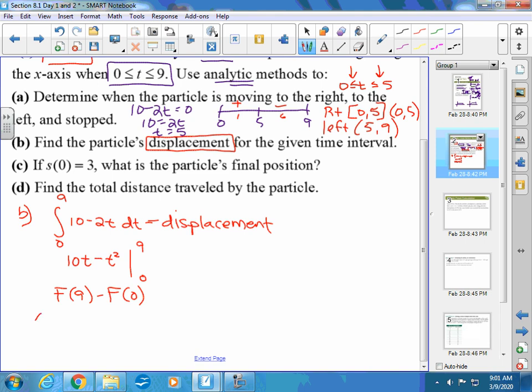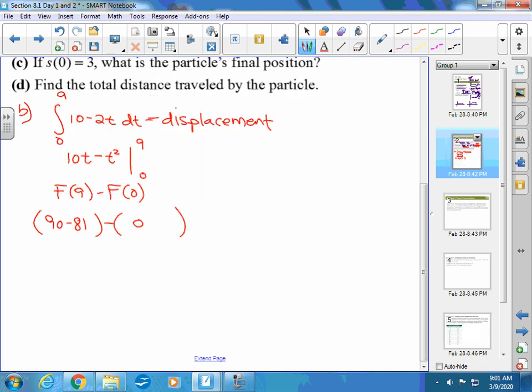So plugging a 9 in, here's our top minus bottom situation. Plugging the 9 in, I get 90 minus 81. Plugging the 0 in, I get 0. So I get 9 minus 0. This is saying it was at 9 at a time of 9, and it's at 0 at a time of 0. So it has traveled 9. Now I'm going to have to label this.